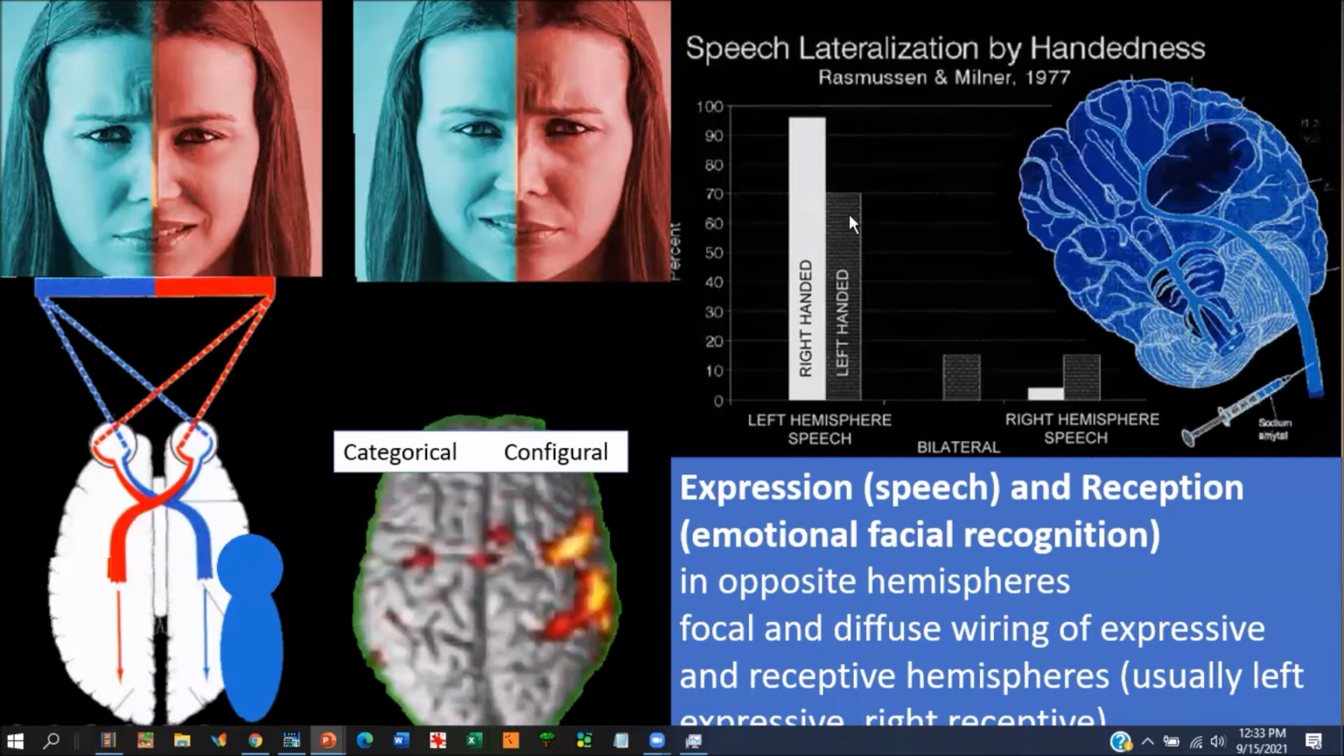Left-handers look often like right-handers, about 70%. This is the canonical finding. You'll see in papers that they still use these numbers, because 70% of left-handers speak from the left hemisphere, sorry, I mean from the left hemisphere.